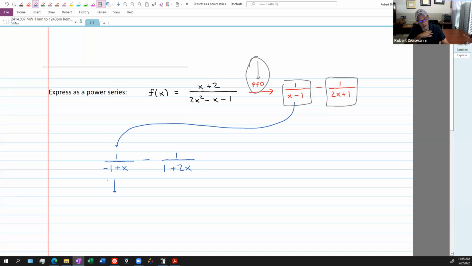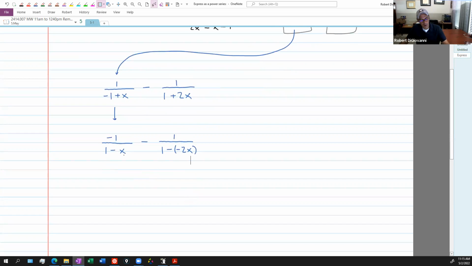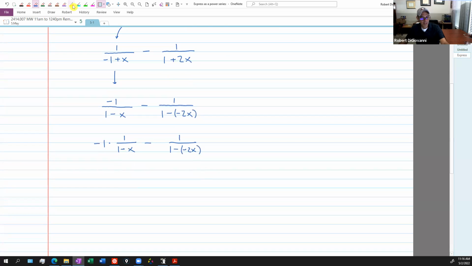On the first one, I can factor a negative out of the bottom and move the negative up to the top. And on the second one, I can rewrite this as 1 minus negative 2x. And I'm almost there. This is negative 1 times 1 over 1 minus x minus 1 over 1 minus negative 2x. And so each of these now looks like what we need it to look like, right? They both look like their own version of this, where the u's are the yellows. Make sense?